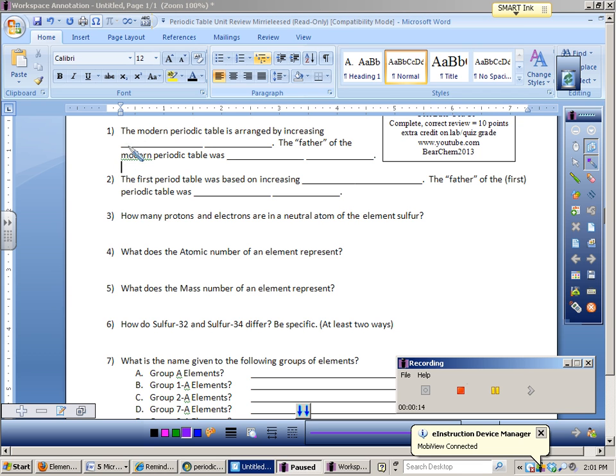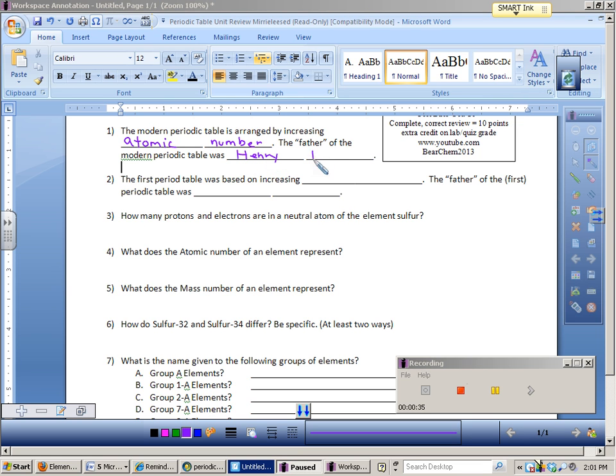All right, the modern periodic table, the one that we currently use, is arranged by atomic number. The father of the modern periodic table was the Englishman Henry Moseley. The first table, however, was based on increasing atomic mass. The father of the first periodic table was the Russian scientist Dmitry Mendeleev.